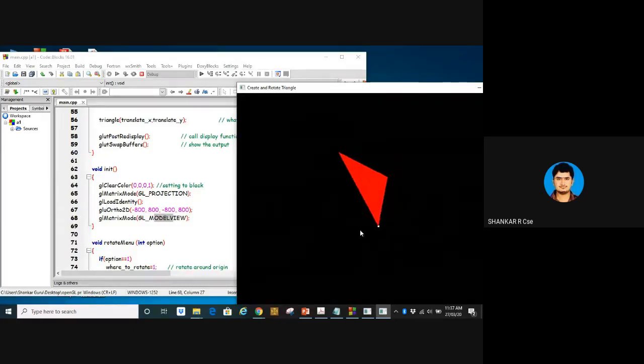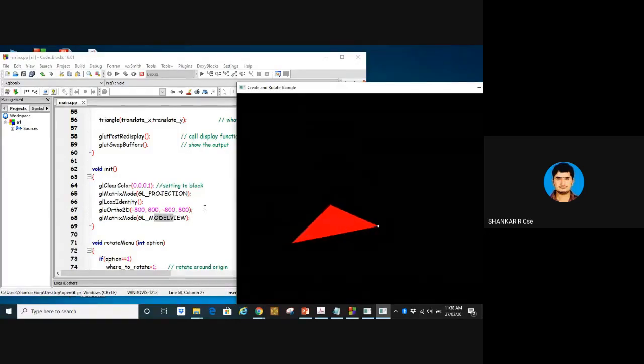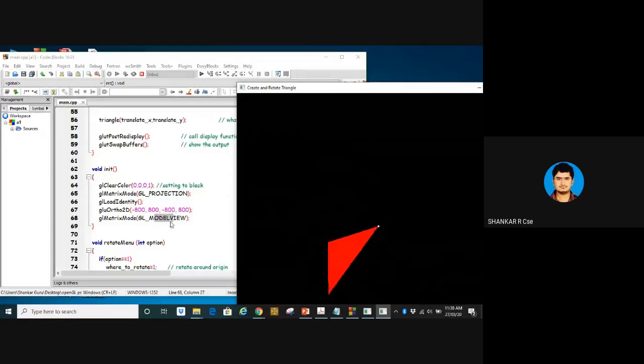Model view means it multiplies and it gets the new image. And again, it happens. Real projection means it shows the new coordinates, new position. Load identity again, it would have changed by 0.01 degree. Model view, 0.01 degree image. You need to show that.